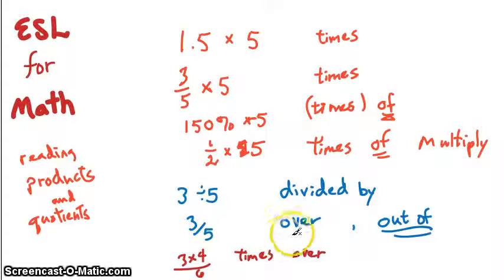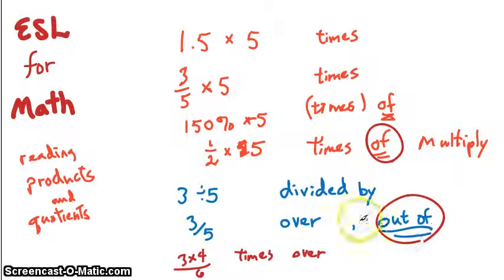So these are just some different ways that we can read products and quotients. And when you hear some of these words, you should automatically think of multiplication for of, division if you hear out of, or if you hear over.